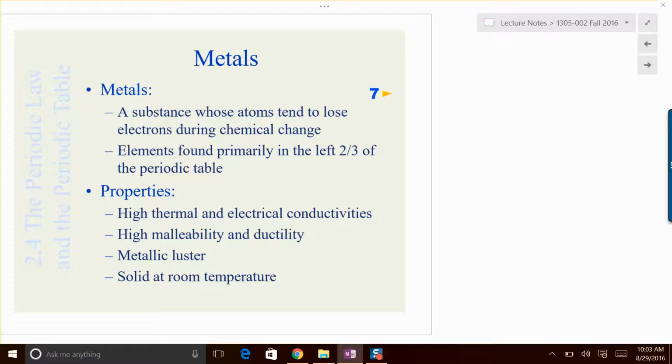Okay? It has luster. It's usually solid at room temperature, except for mercury, number 80. It's a liquid at room temperature. Kind of the exception to that.